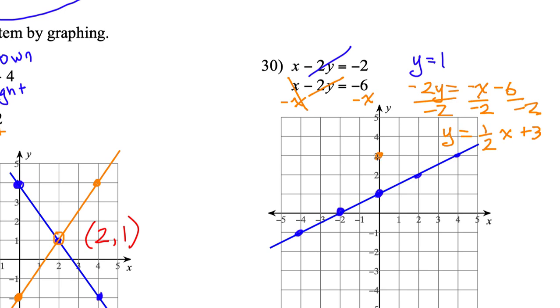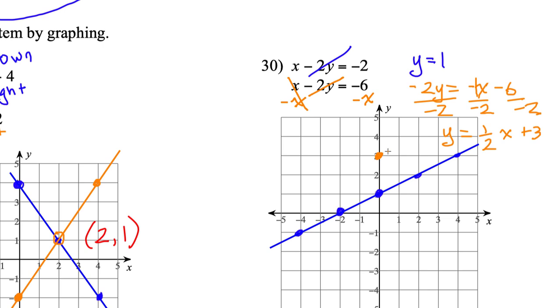Wait, why is it 1/2 x? It's 1/2 x because, in order to get it into y equals mx plus b form, I'm dividing every single term by -2. So a negative divided by negative is a positive, and this is -1x divided by -2, and that's why I have the 1/2. You can technically leave this x over 2 if you want, but it's a little bit easier to see the slope if it's out front as a coefficient.